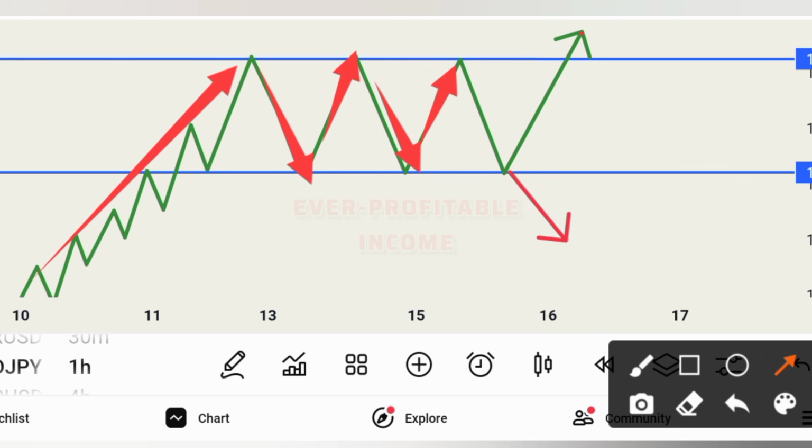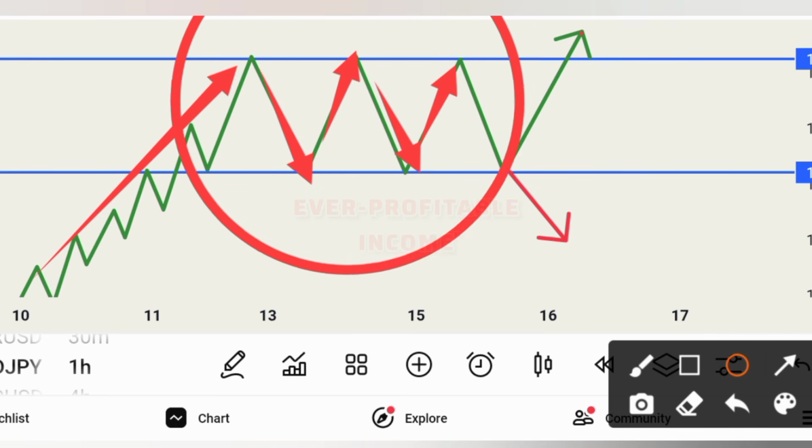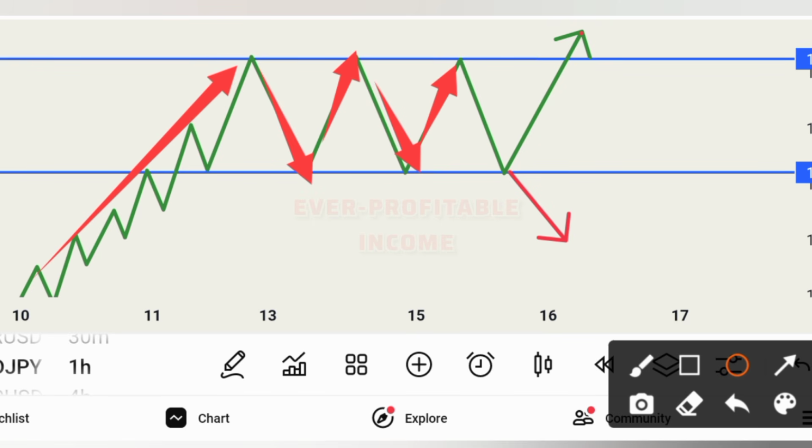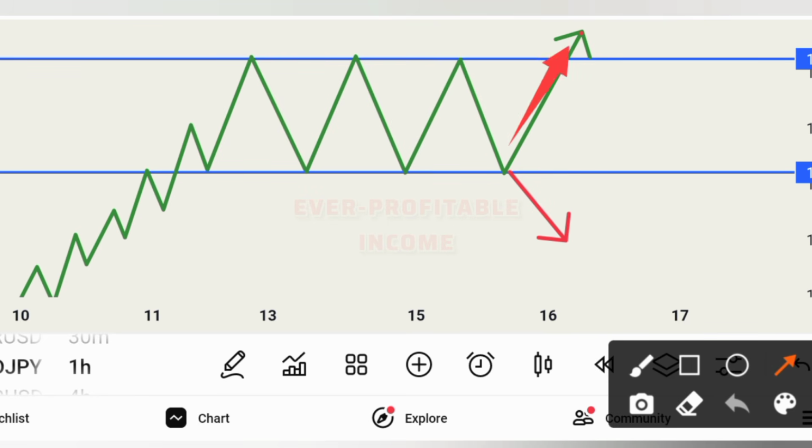So this period is called what? Period of consolidation. Now price needs to break out of this support zone or this resistance zone for you to enter a trade. When price is consolidating in this manner, you can't really tell whether it's going to break out towards the upside like this, or whether it's going to break downwards. You can't really tell.